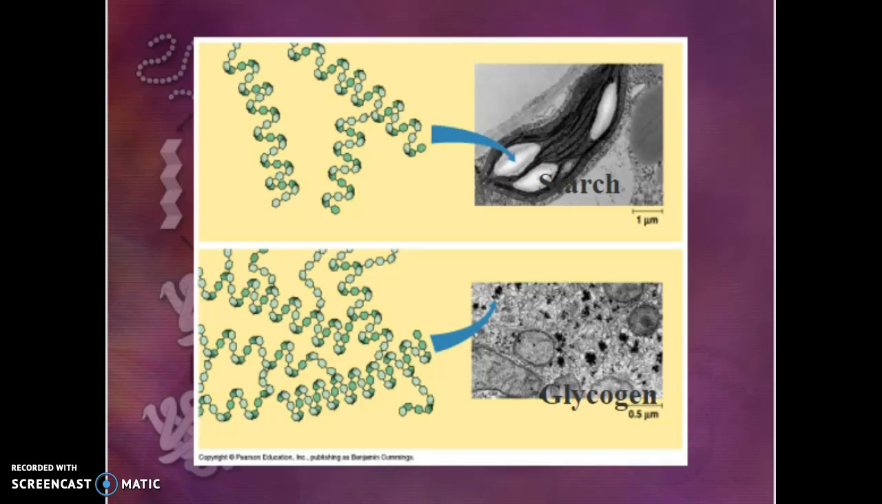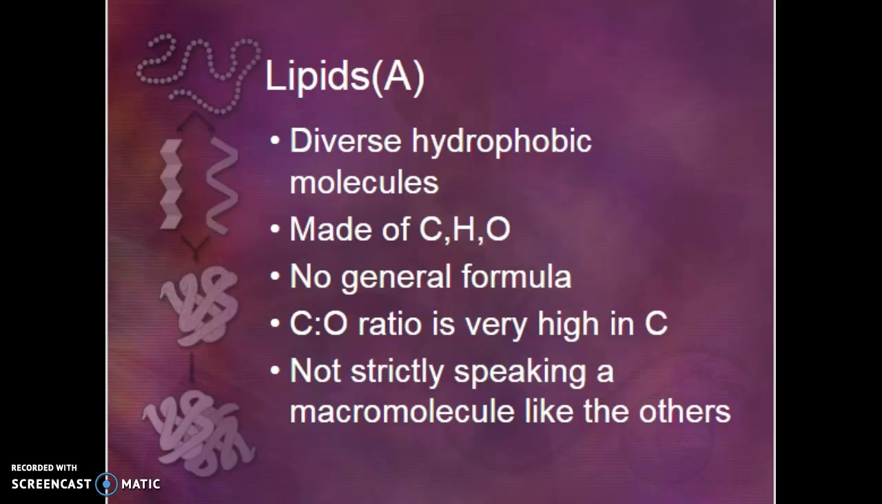But moving on from carbs to lipids. Lipids are a really diverse group. There's no general formula like we had in the carbohydrates, the 1 to 2 to 1 ratio. But our ratio is higher in carbon. We've got more carbon than we do oxygen. We're still talking carbon, hydrogen, oxygen, so we haven't worked in any other elements, just those first three. But we've got a lot of carbon and a little bit of oxygen.